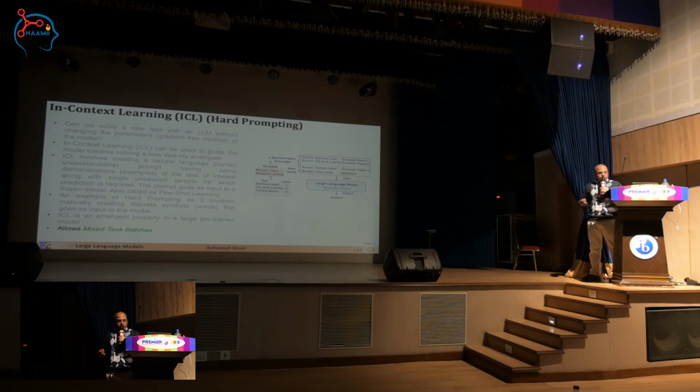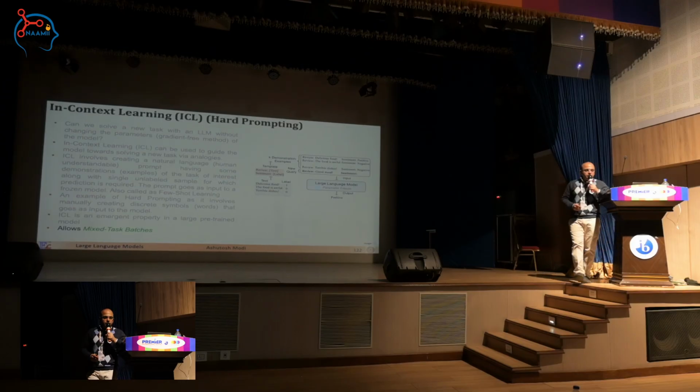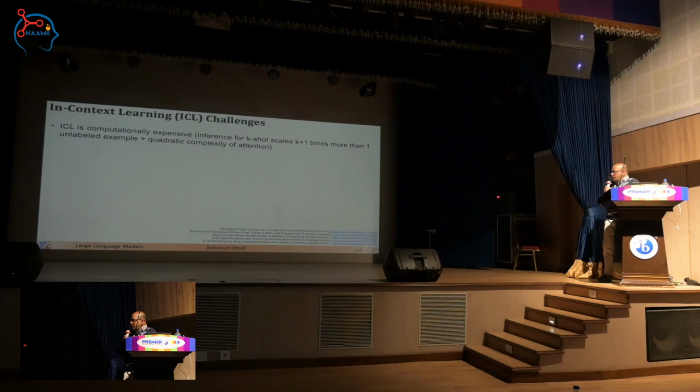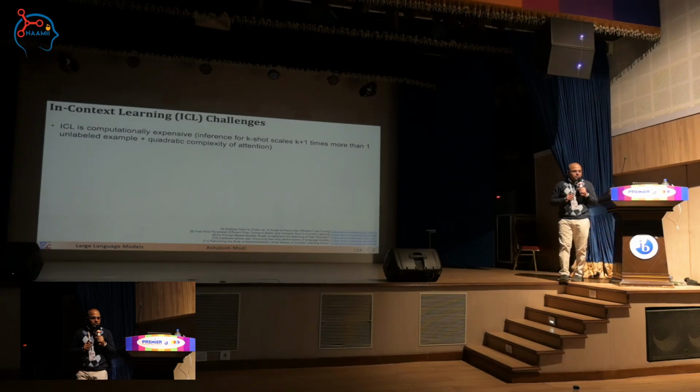The other advantage with in context learning is it allows mixed batches, which means you can have really different tasks put into the same batch. One task could be sentiment analysis, another could be question answering, another could be named entity recognition, and all these are very different tasks, but within the same batch that you give for inference, it will still work. That's the beauty of it. We have already seen these ICL examples, so maybe I'll skip this part. But in context learning is not the solution.